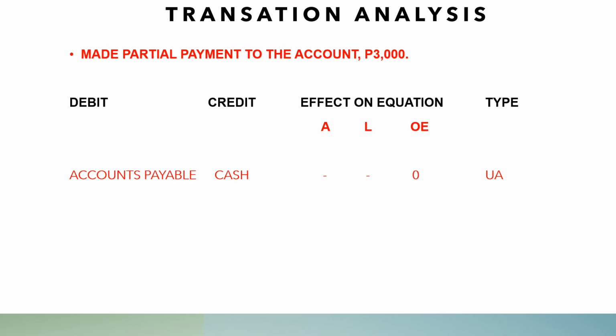In the equation, assets decrease because cash decreased, and the liabilities also decrease because accounts payable was debited, and owner's equity is zero or no effect since there is no account title that affects owner's equity. So the type of transaction is use of assets because assets decrease.